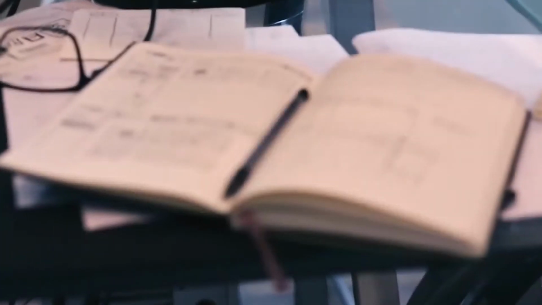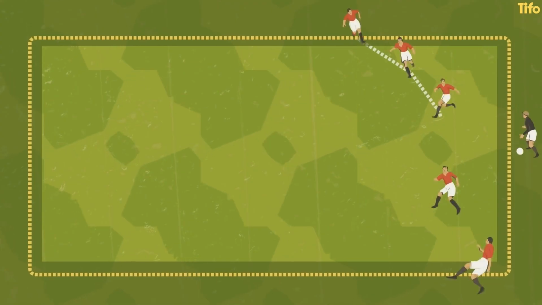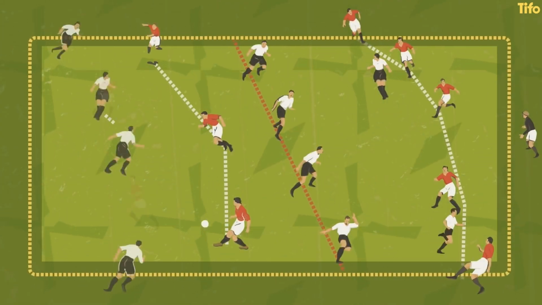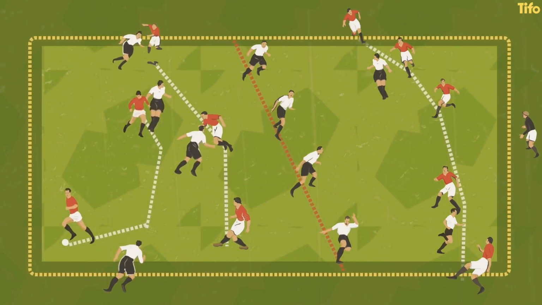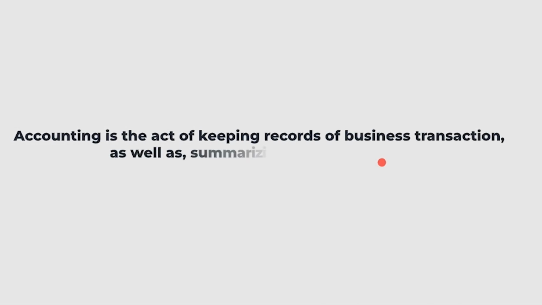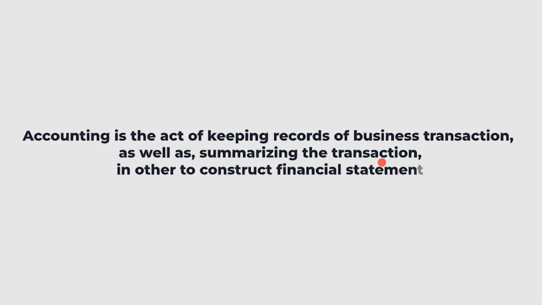What is accounting on the other hand? Imagine you are the captain of a soccer game, and as the captain, you don't keep record of only the goals that your team scored. You equally analyze the game, make strategic plans, and as well make decision of the player that will be in one sport or the other. So also in accounting. Accounting is the act of keeping records of business transactions as well as summarizing the transactions in order to construct financial statements, which are communicated to interested parties in order to interpret and make decisions.